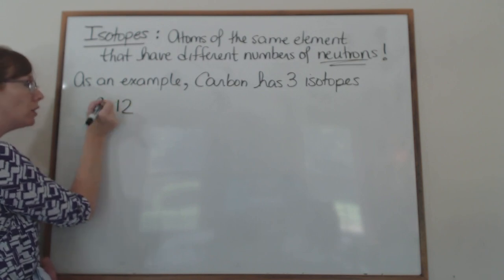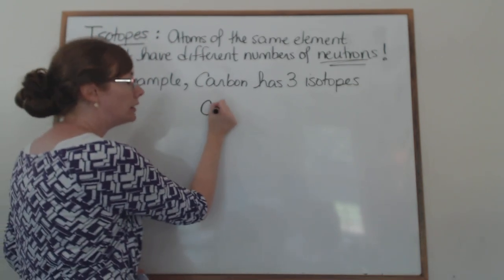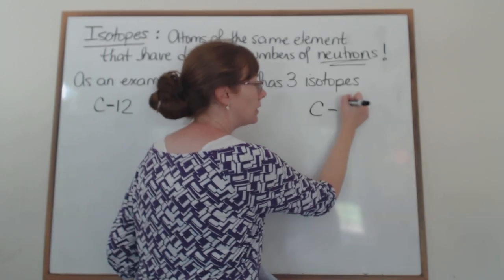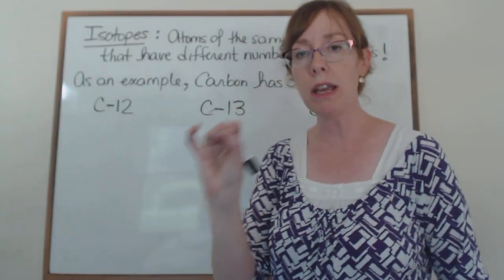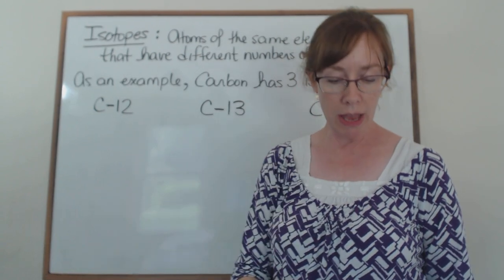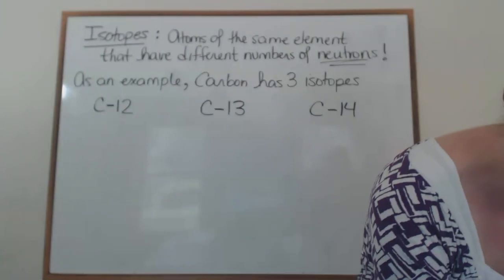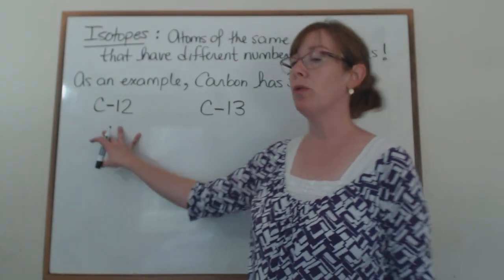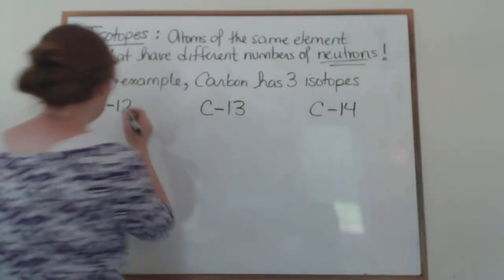The first isotope is called C12. The second isotope is called C13. And the last one is called C14. So these are the three types of carbon atoms, or the three isotopes of carbon. Let's go ahead and draw them. I have a couple numbers. Here it is right here. Let's draw them just like we did helium and beryllium. Okay, so C12.